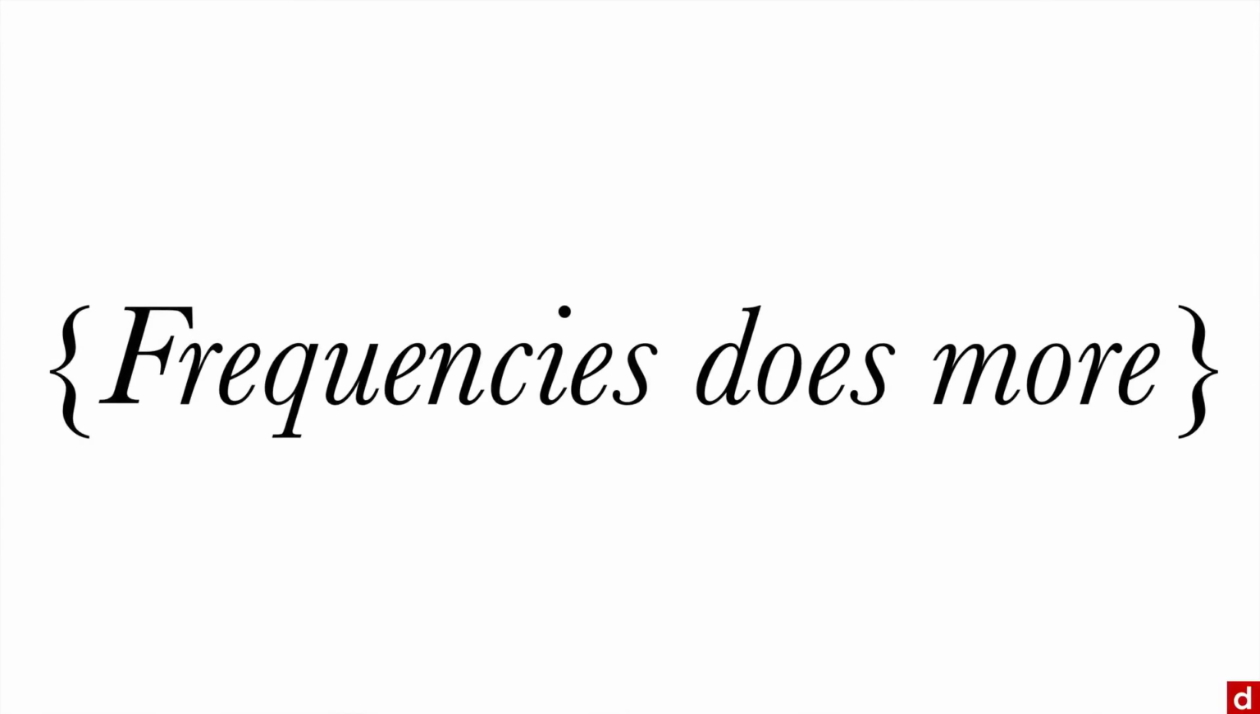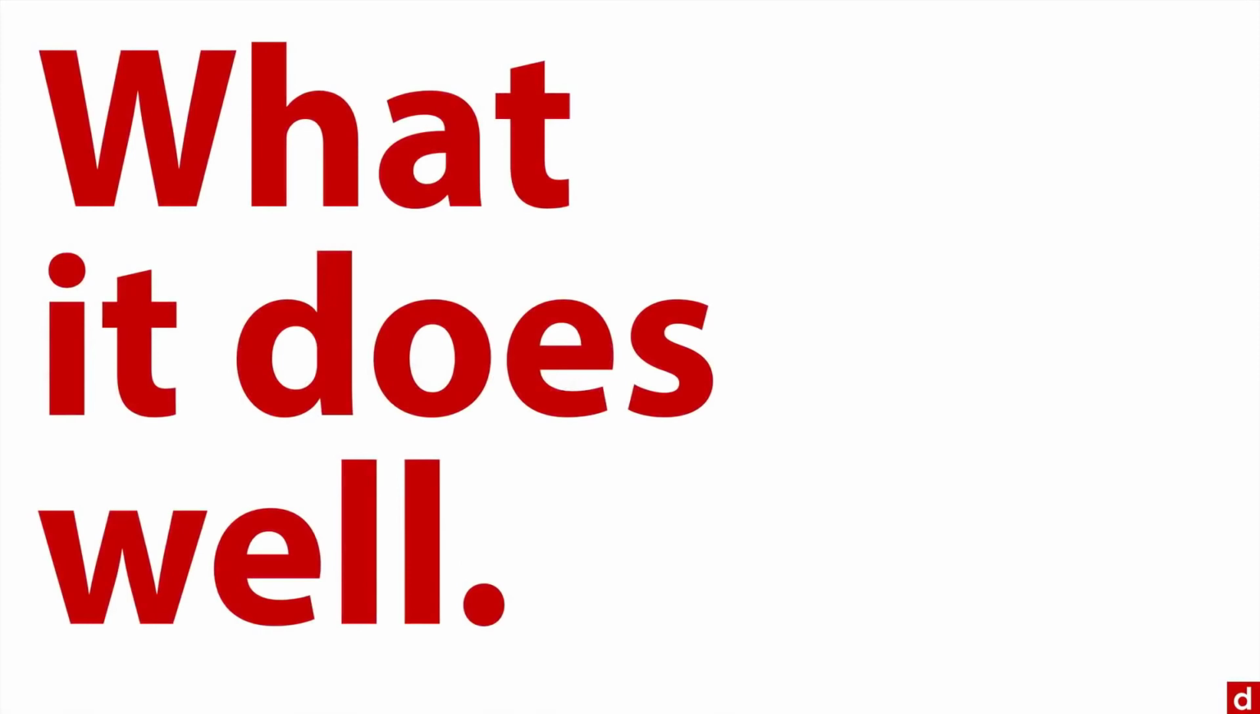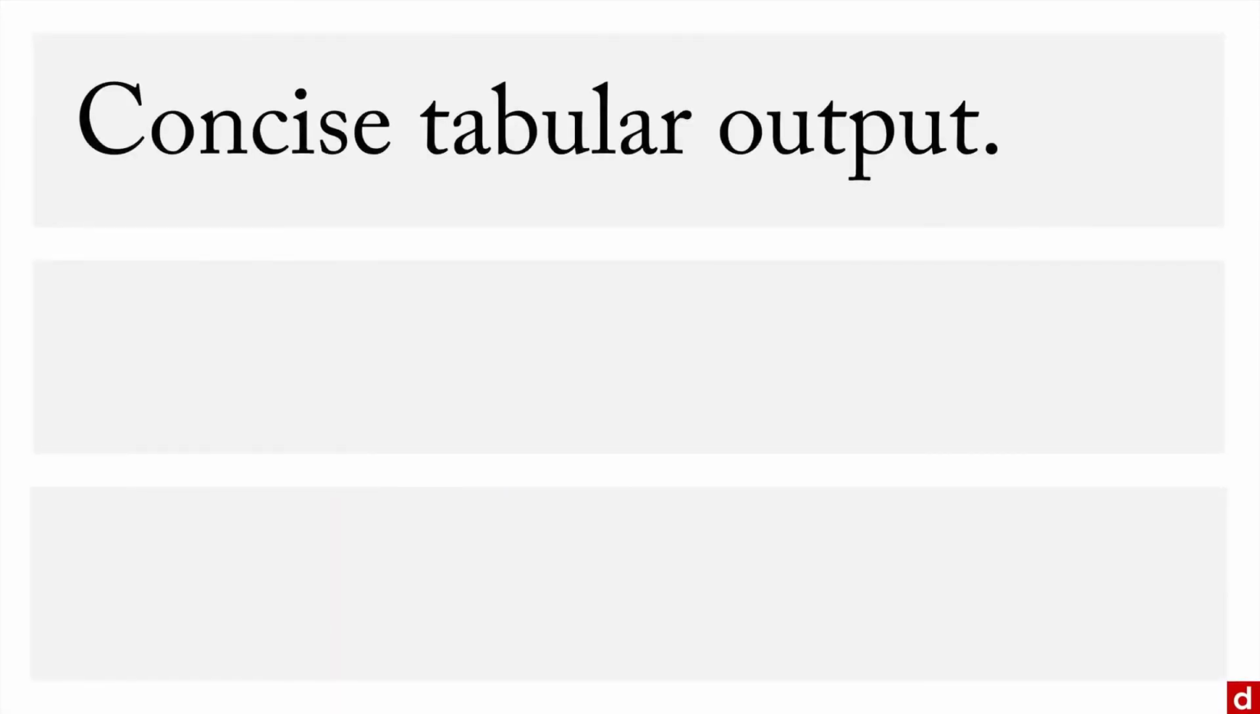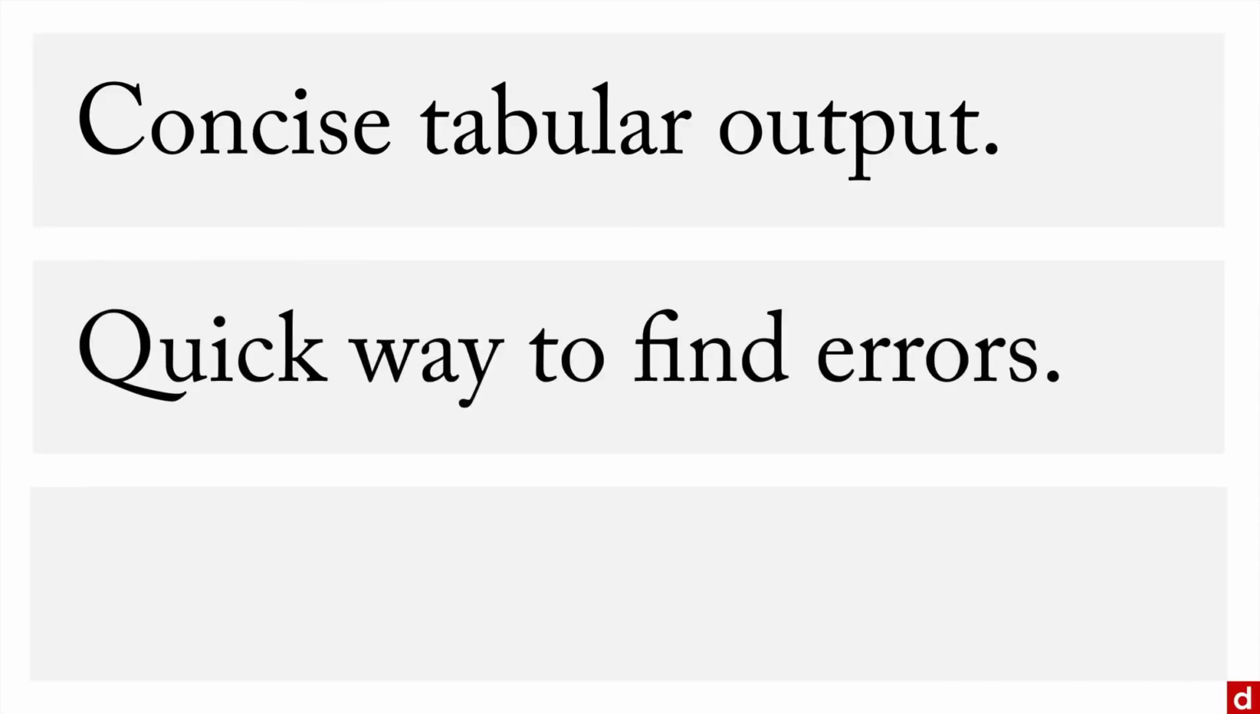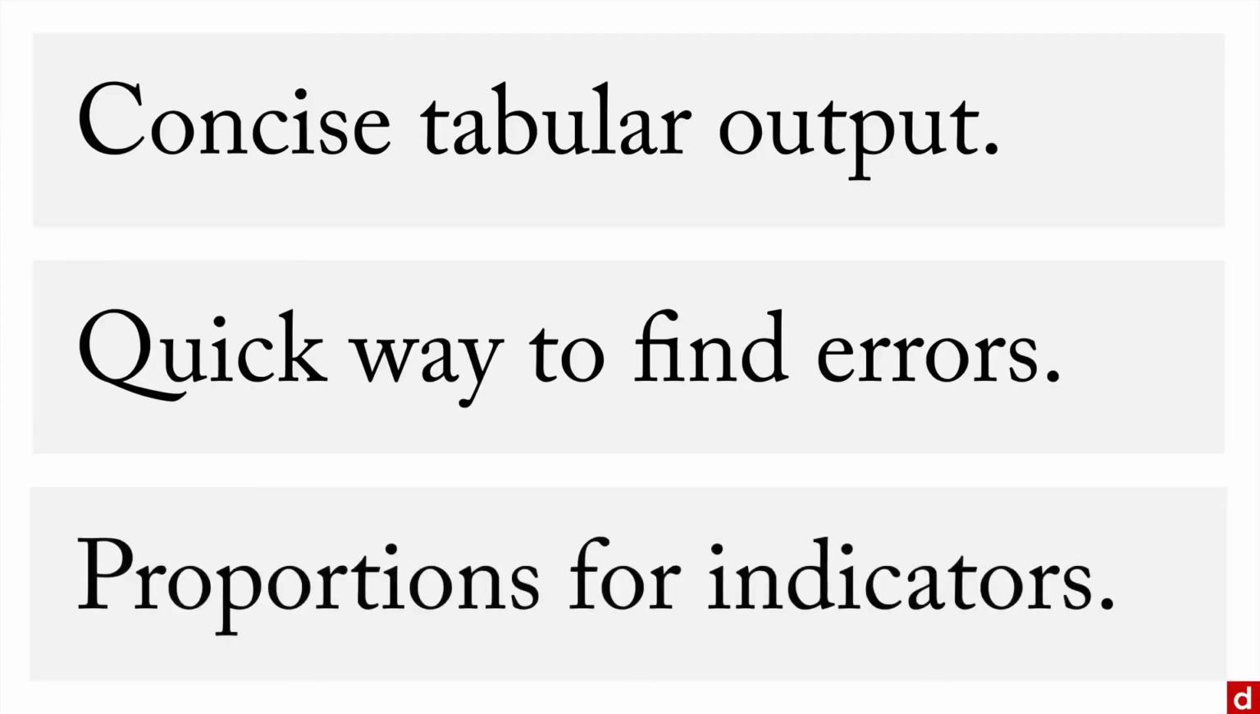There are certain things that the descriptives command does well. Here's what it does well. First, it gives you very concise, compact, tabular output. So it's really easy to see a bunch of information in a small space. Second, it's a really quick way to find obvious errors in coding in your data. Finally, you can get proportions for indicator variables, that's 0, 1 variables, and I'll show you how that works.